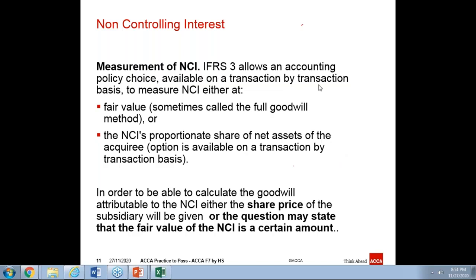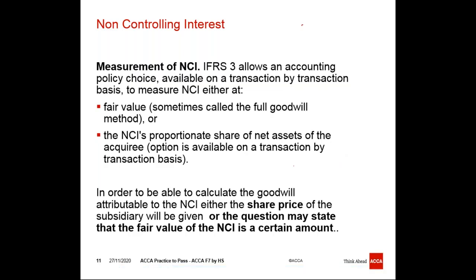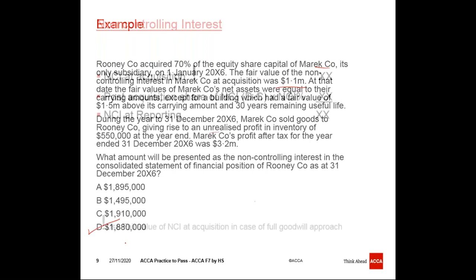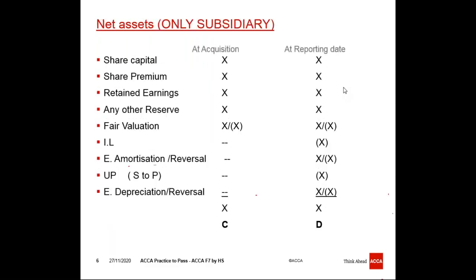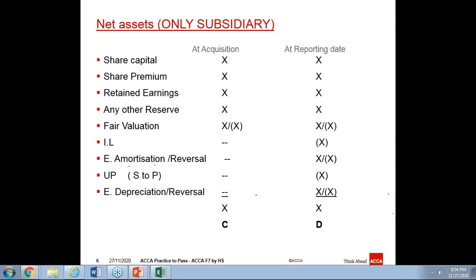What is D minus C? D minus C is actually the adjustment of retained earnings: net assets at the reporting date minus net assets at start. We are just giving it the name D minus C.